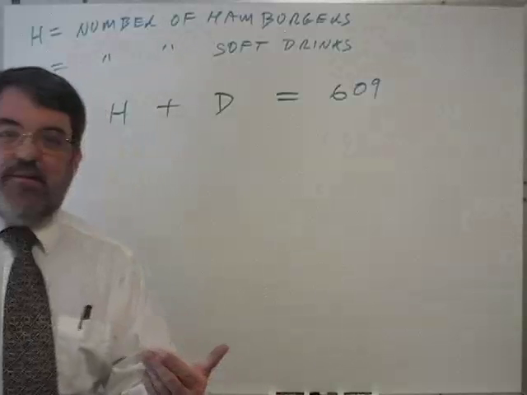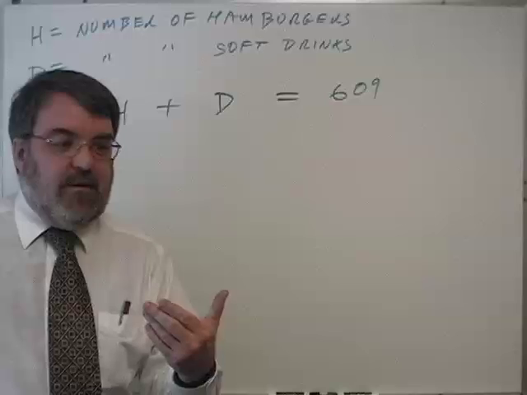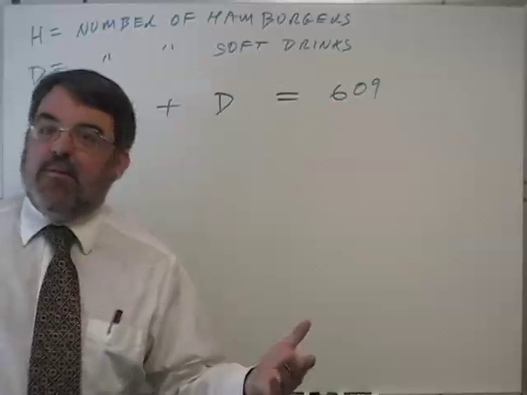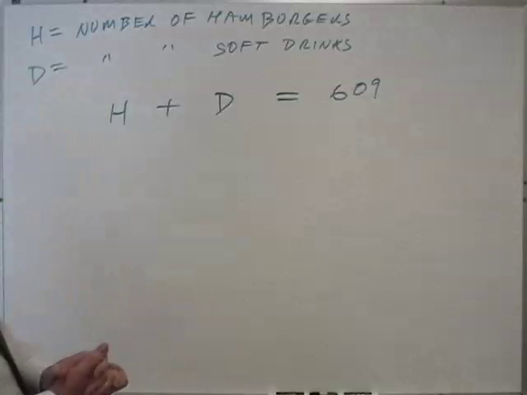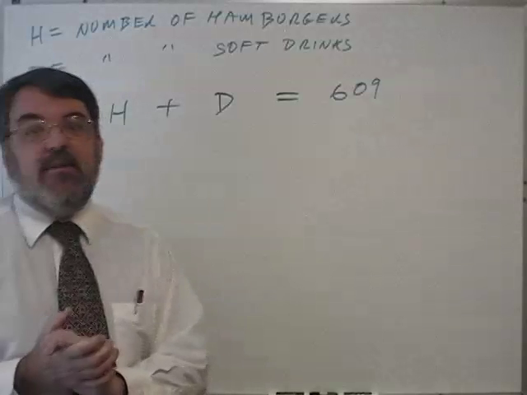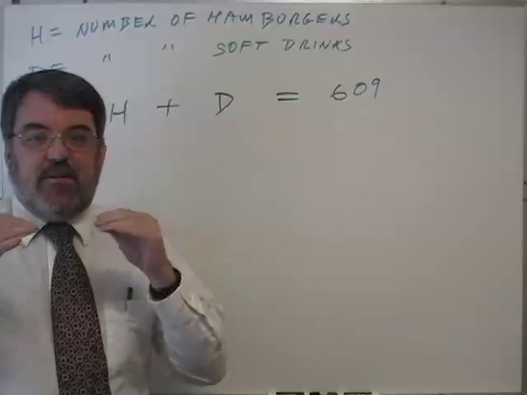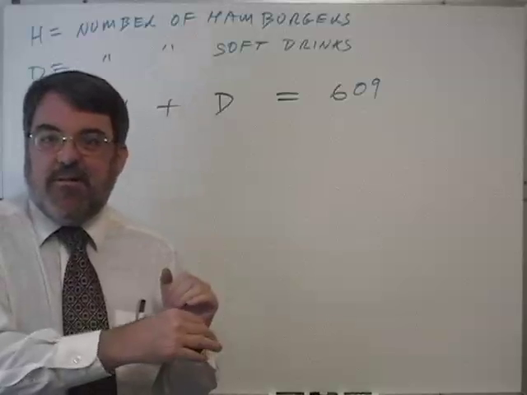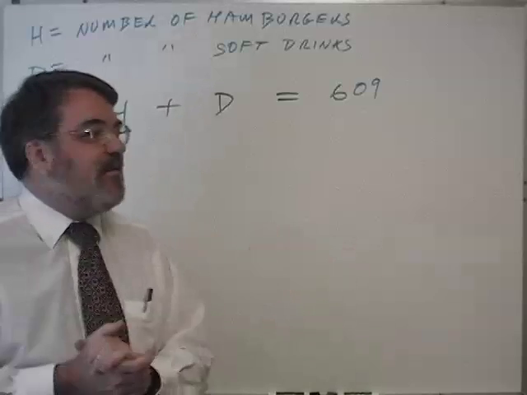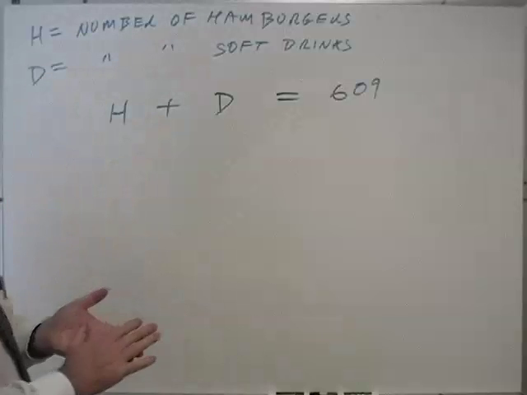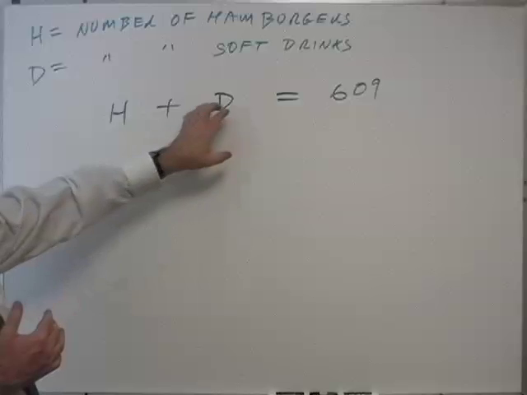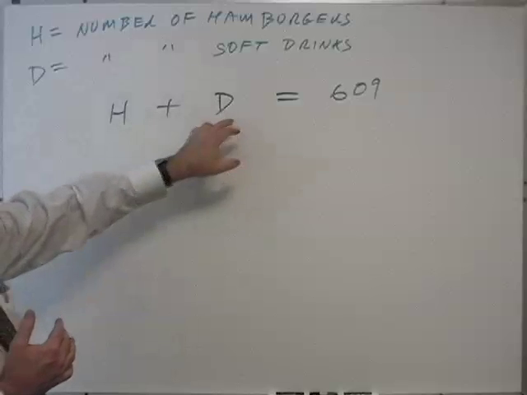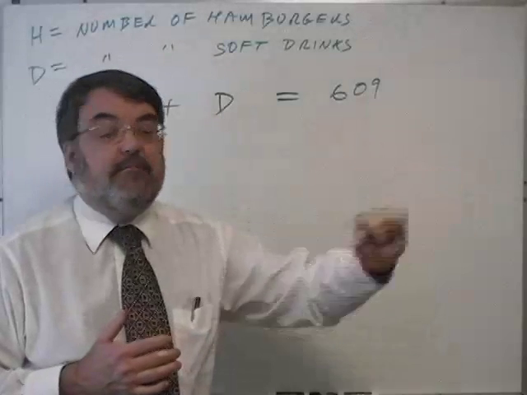Because I said in a previous video, if you added two cars plus 3 houses, you would get 5 items. Okay, well, we did that here, because 609 items meant that 609 things were sold at this little food stand. And so in that case, H number of items plus D number of items gives you 609 items.